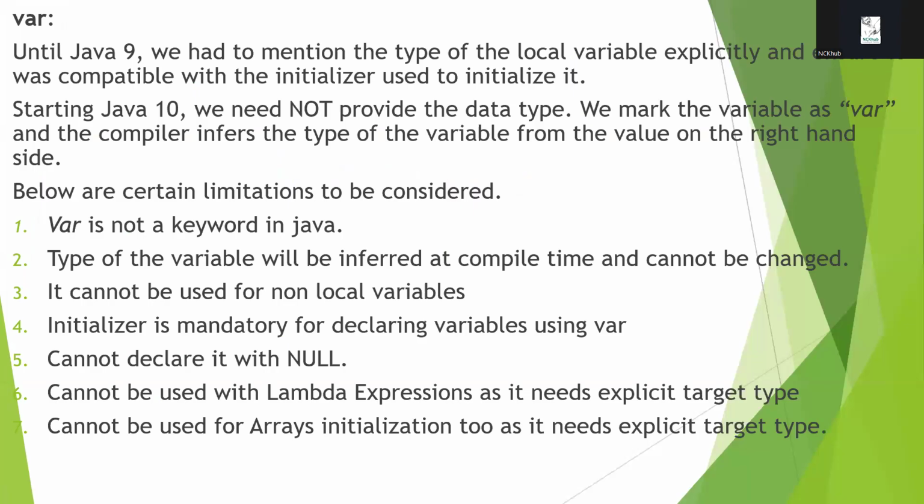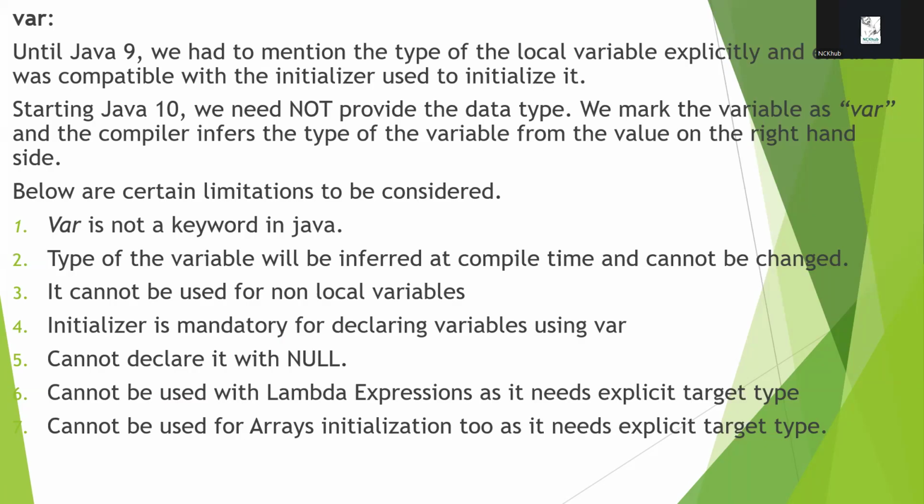The very first thing we have here is usage of the var keyword. Until Java 9, we had to mention the type of a local variable explicitly to ensure that it was compatible with the initializer, the value that we use to initialize it. So there should be compatibility between the data type and the value that we assign to it. But starting from Java 10, we need not provide the data type. We can mark the variable using the var keyword, and the compiler automatically infers the type of the variable from the value on the right hand side that we are trying to assign to that variable.